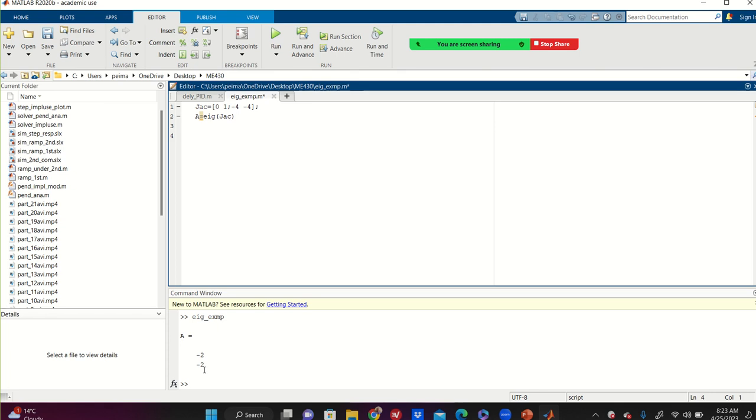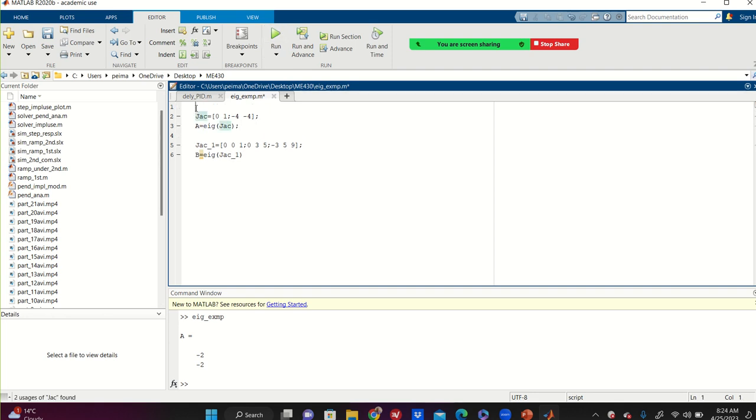Or if I say another matrix, say Jack 1. Now I'm giving you a third by third matrix. It means that you have three state variables. One, say 0, 0, 1, I don't know, 0, 3, 4, minus 2, 3, 5, 9. I don't know what the system is. If I say eig Jack 1, okay. Now if I run this, okay, let me close this.